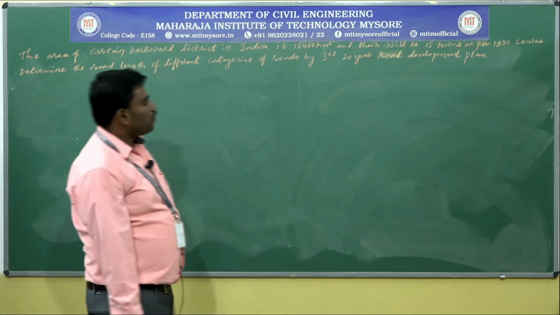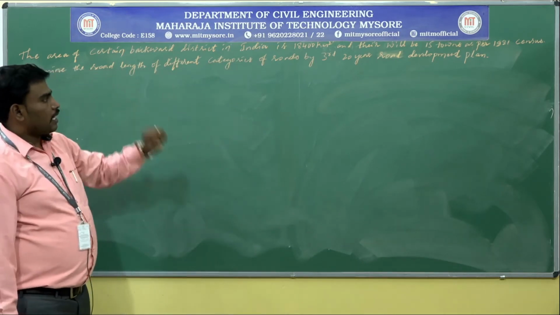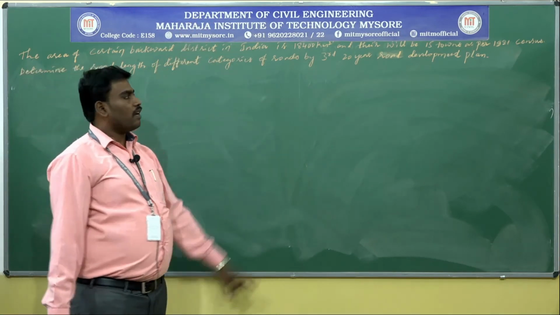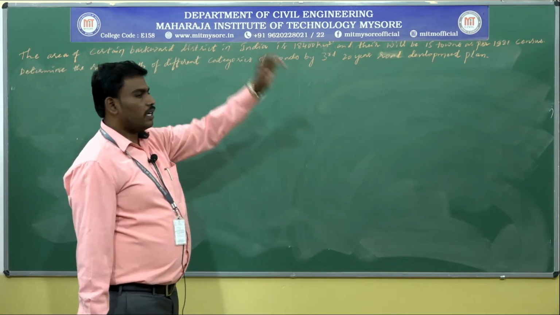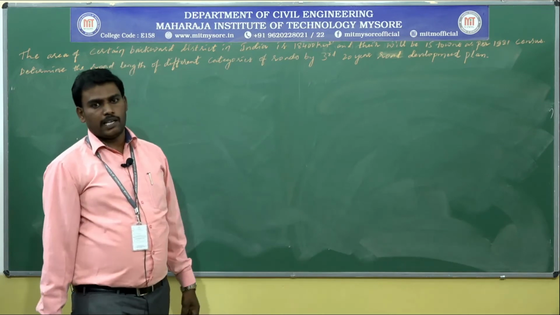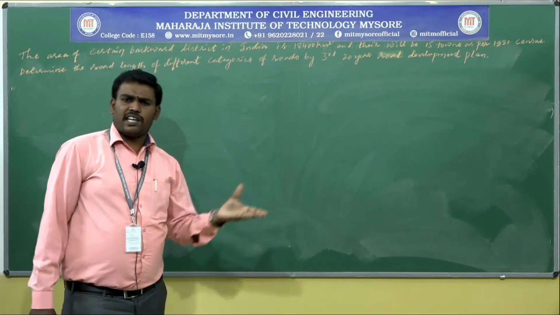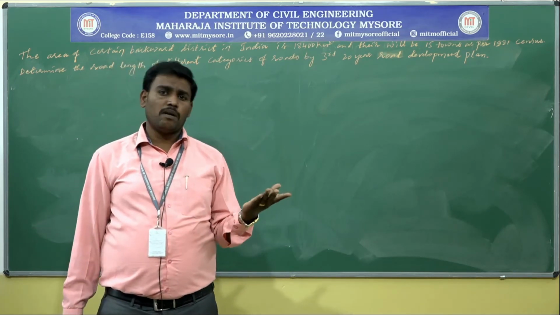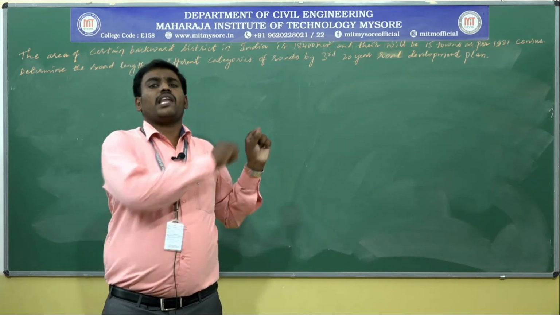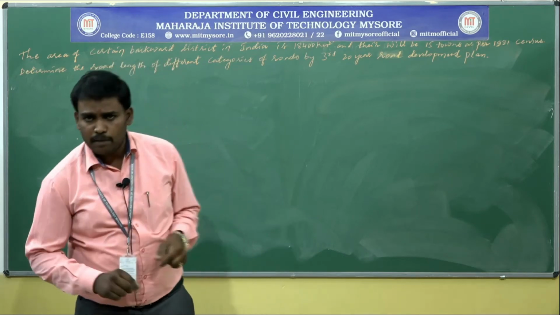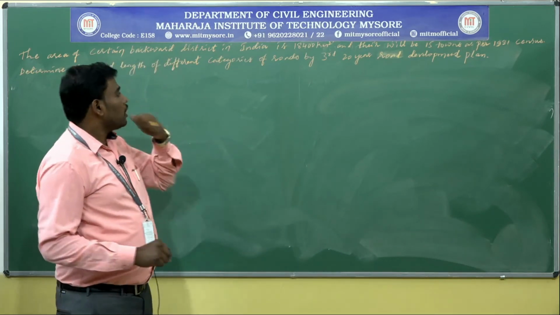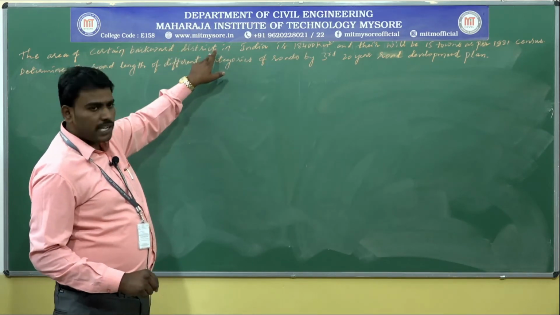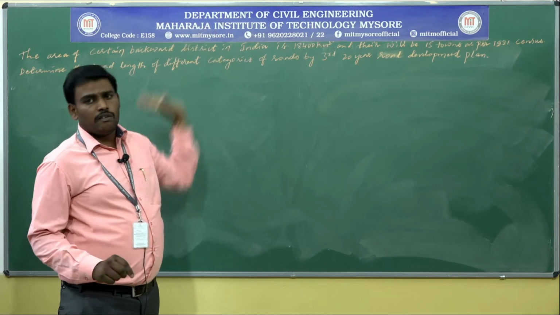So observe the given data. The first thing they have given is the area of the district, 18,400 square kilometer. They may give the area of the state or area of the country, whatever it may be. The same formulas will be applicable. Just mention area of the district instead of area of the state in the formula, that's all. If they give the area of the district, you have to use the area of the district in the formula. If they mention the area of the state, you have to use the area of the state in the formula.